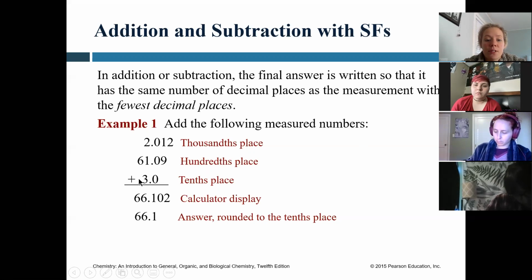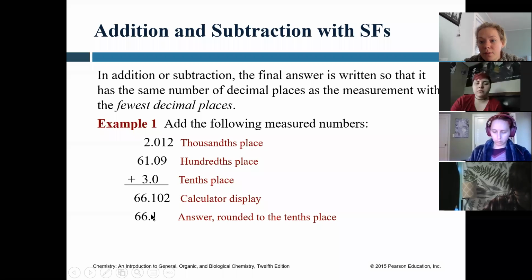So looking at these numbers here, if we take these 3 numbers and add them together, the calculator is going to pop out 66.102. Some of this information is junk though. This number here has precision to the thousandths place, this number here has precision to the hundredths place, and this one has it to the tenths. So my final answer has to be rounded to the tenths place. So we'd go with 66.1. It doesn't matter that this has 2 sig figs and our final answer has 3 sig figs. When we're doing addition and subtraction, we don't worry about anything with sig figs.